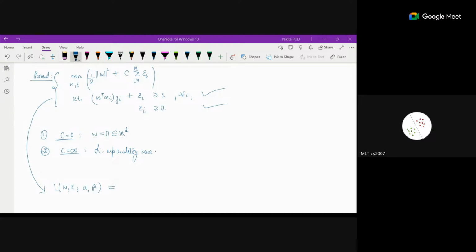Yes, Sudhir. Ma'am, what is the second condition? C is equal to infinity. C is equal to infinity.